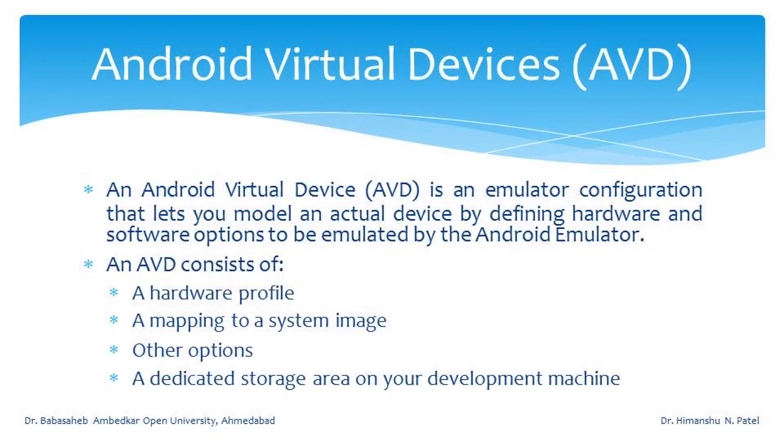An Android Virtual Device consists of a hardware profile, which says what hardware it represents, a mapping to a system image, other options, and a dedicated storage area on your development machine. Dedicated storage means every phone has SD card functionality. So you can have an SD card, you can have RAM, and you can have screen resolutions of different sizes. All these are included in the AVD, so that it behaves exactly like a physical device.